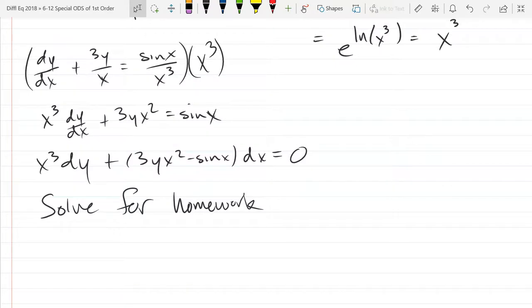So now what we're going to do is move into Bernoulli, which is very similar to what we just looked at. This just allows higher powers of y.